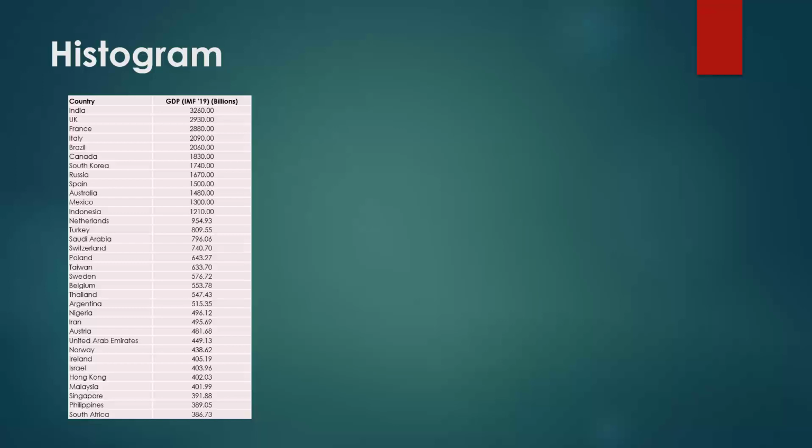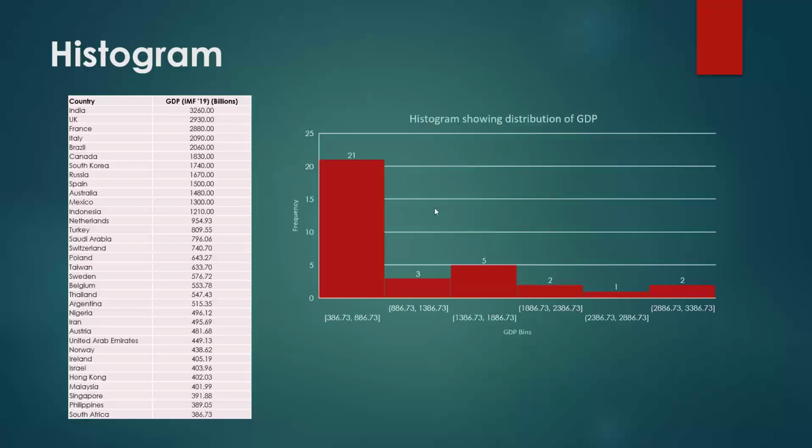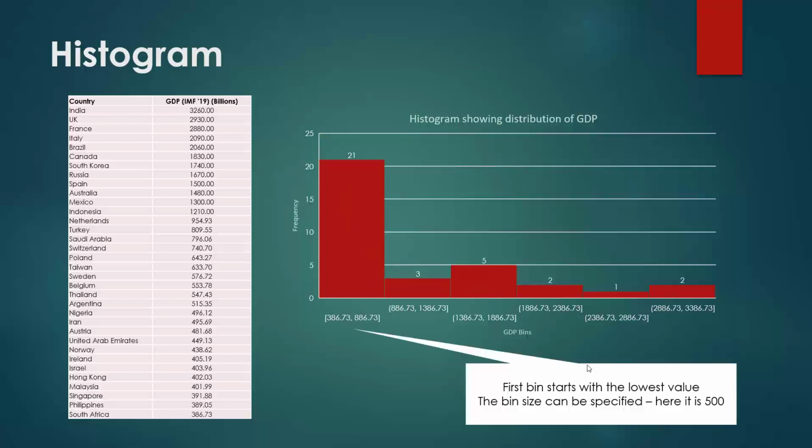So these are my countries and GDP, and this time I don't have any breaks on the histogram. That doesn't mean having breaks is wrong. I just wanted to show you another histogram without any breaks. So you can see this continuous area. Again, the first bin starts with the lowest value and the bin size can be specified. Here we specified a value of 500.